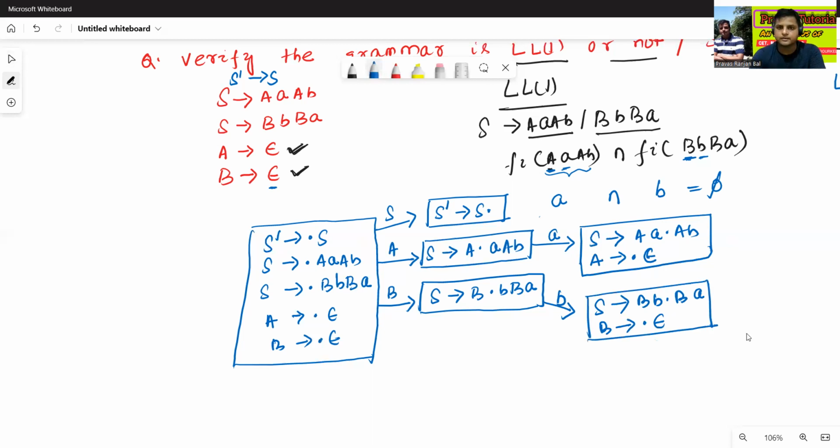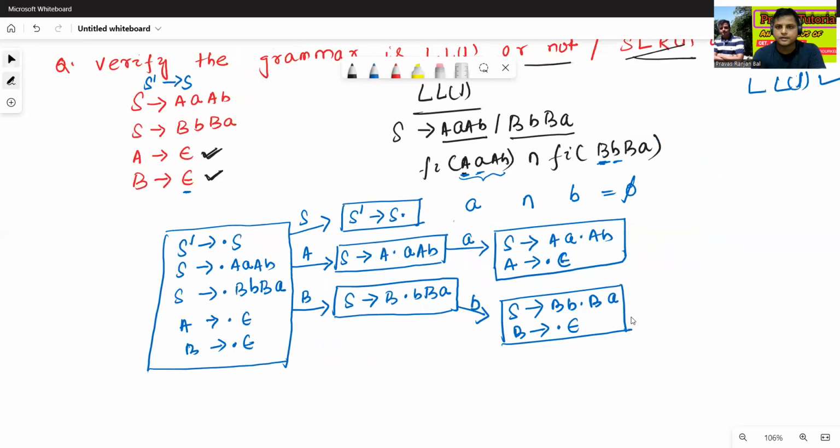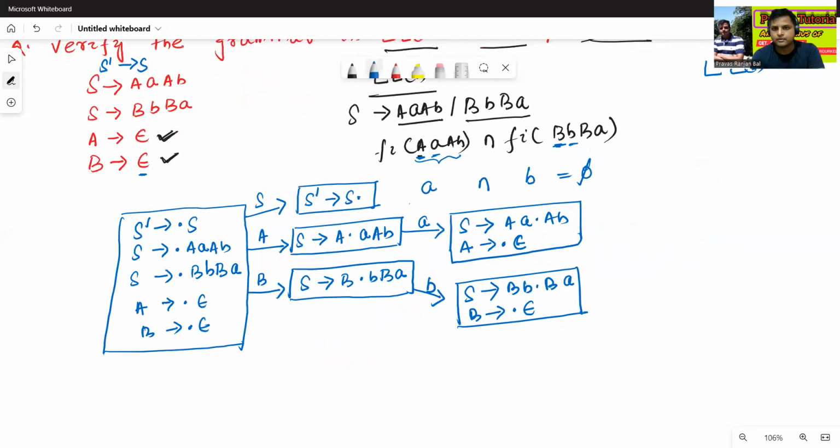Okay. So here we'll scan A: S to A dot B, and here S to B dot A.